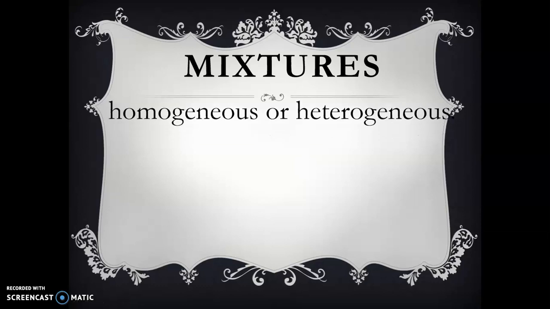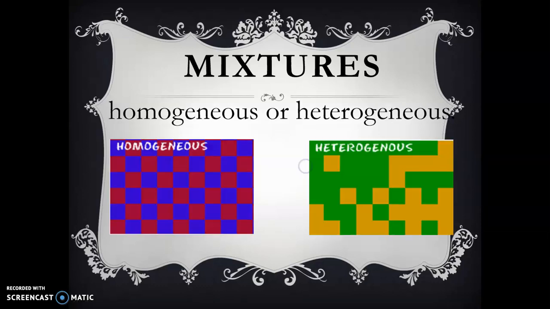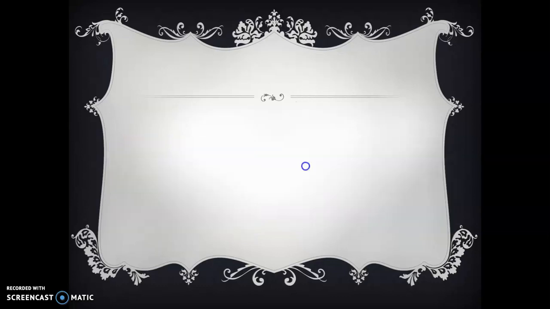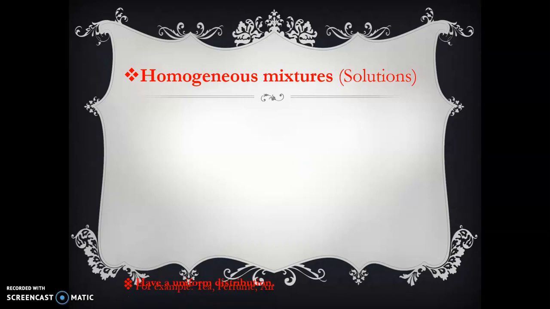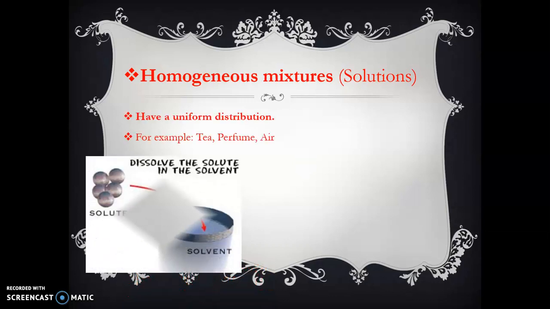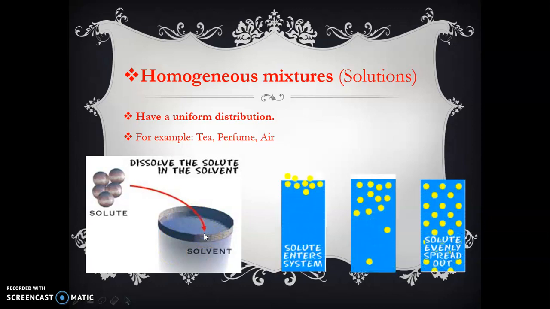But a mixture can be homogeneous or heterogeneous. What is meant by homogeneous and heterogeneous? Homogeneous mixtures, also known as solutions, have a uniform distribution. For example, with tea, you take the tea powder and combine it with water. The solute and solvent are mixed together, where the solute is completely mixed with the solvent and becomes a solution. Then we call that a homogeneous mixture.